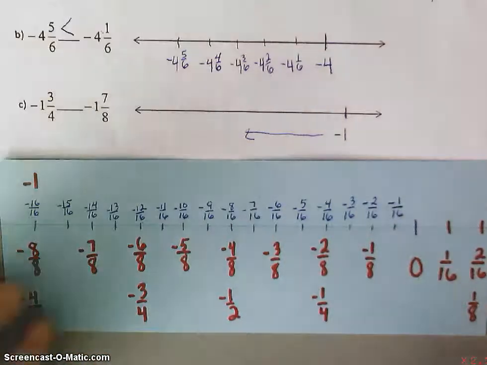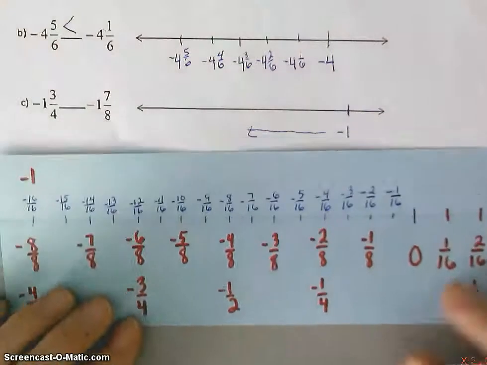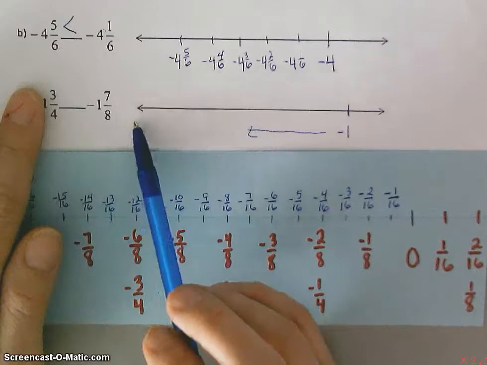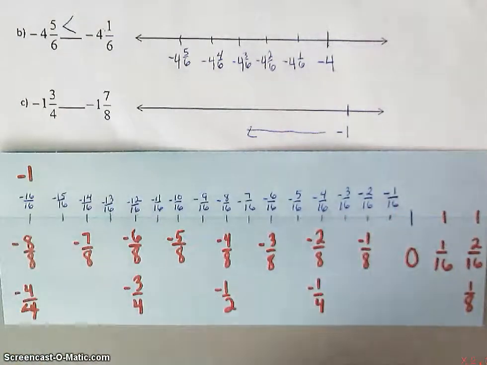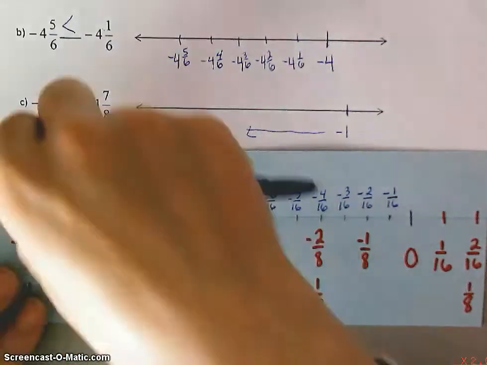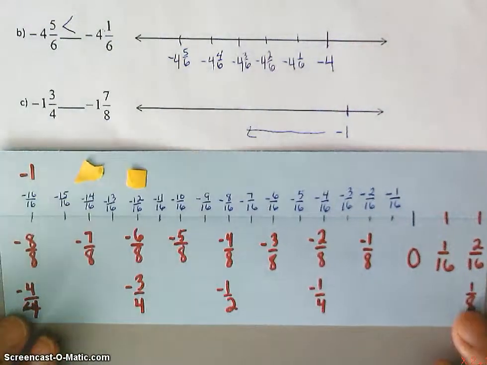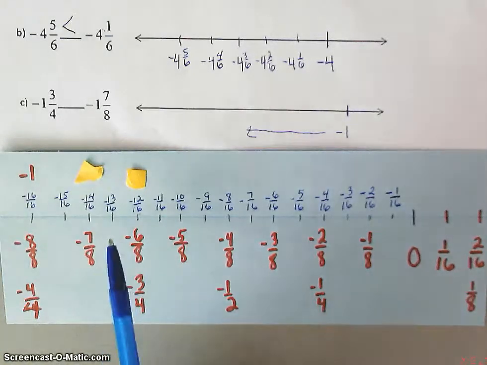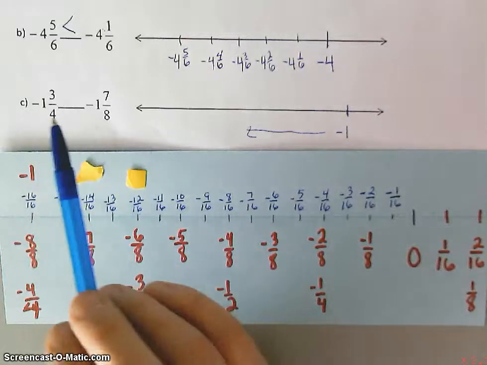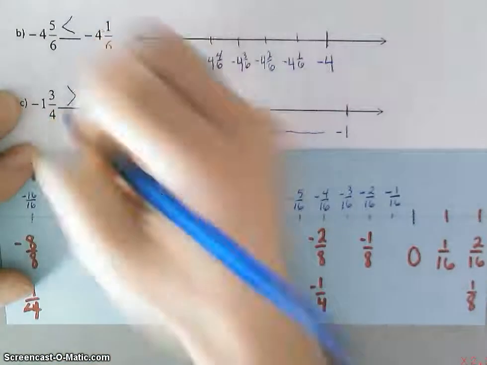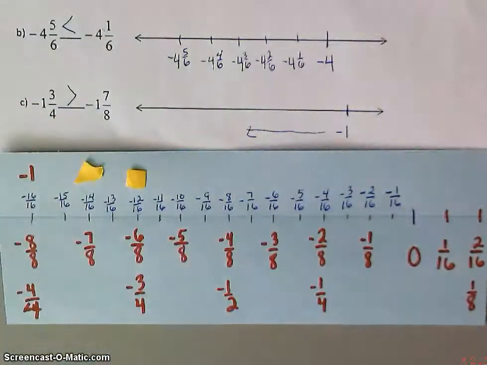So I can just go to my number line here and look at my eighths, because I'm only trying to compare my 3/4 and my 7/8. So I'll go to my number line and I see -3/4, and then I have 7/8. Well, 7/8 is right there. Okay, which one is furthest to the left? -7/8. Because the ones were the same, they kind of cancel each other out here. So that means that -1 and 7/8 is less than -1 and 3/4, or -1 and 3/4 is greater than -1 and 7/8.